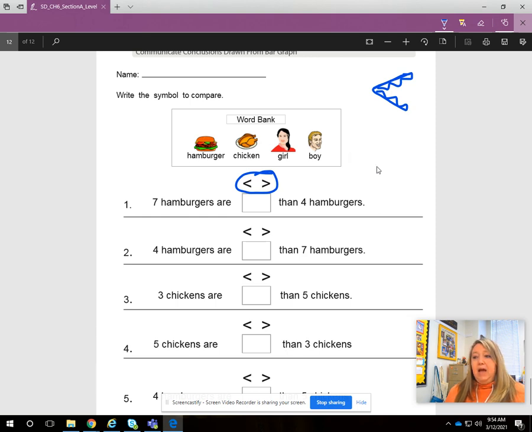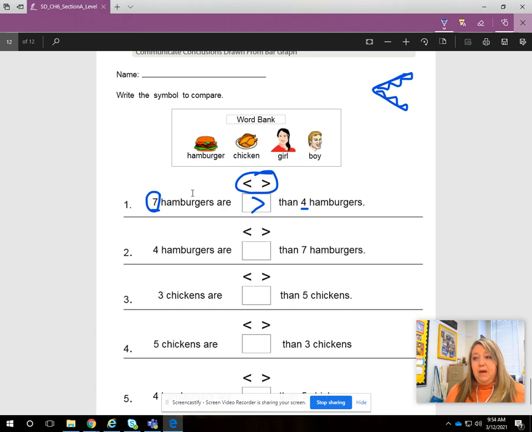Right here it says 7 hamburgers are more than or less than 4 hamburgers. Which one is the bigger number? Well, we know that 7 is the biggest number, and so we want our alligator to chomp down this way. The alligator wants to eat the bigger number.